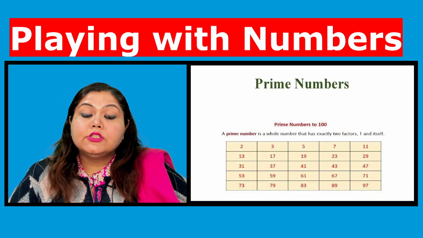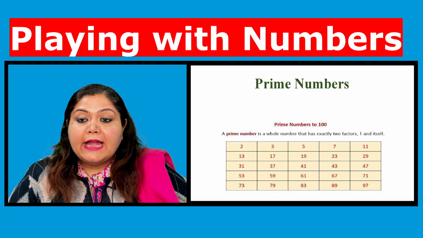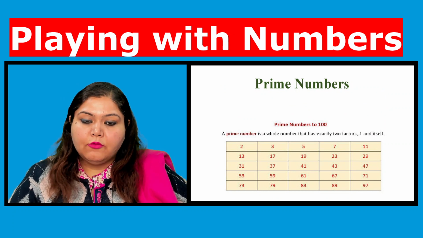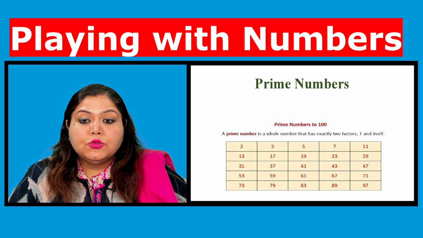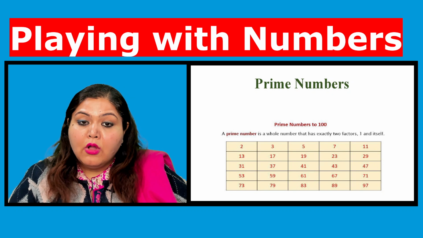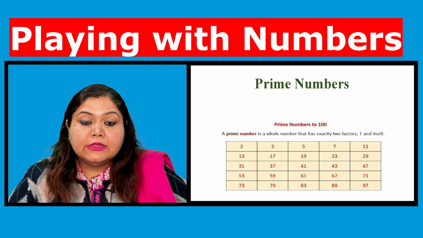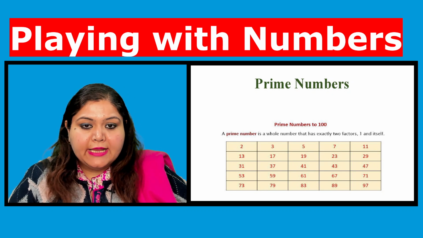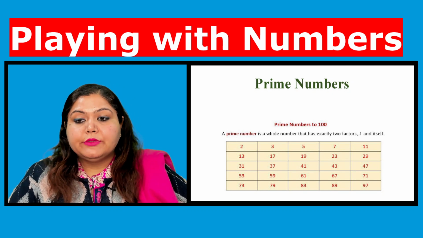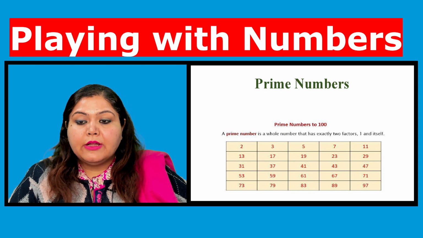Prime numbers. A prime number is a number that has exactly 2 factors: one is the number 1 and the other is the number itself, like 2, 3, 5, 7. All these numbers have 2 factors, one and the number itself. These are the prime numbers up to 100.